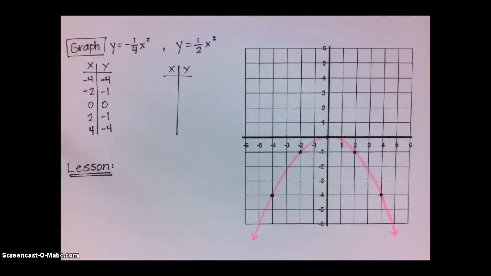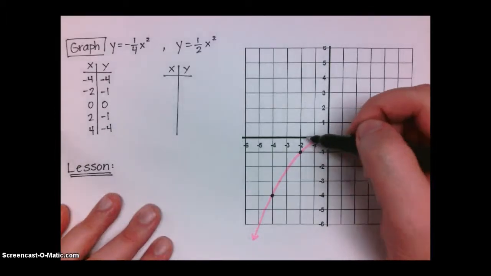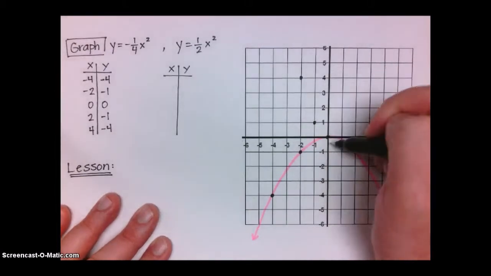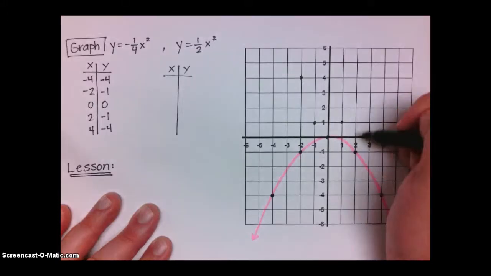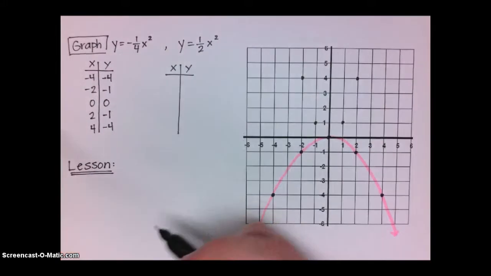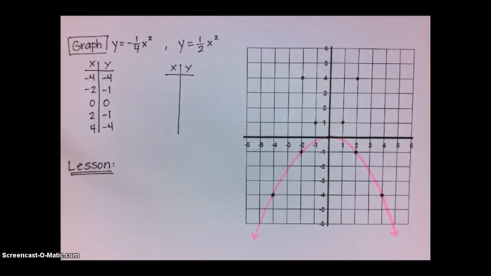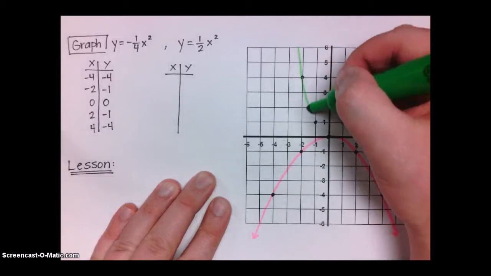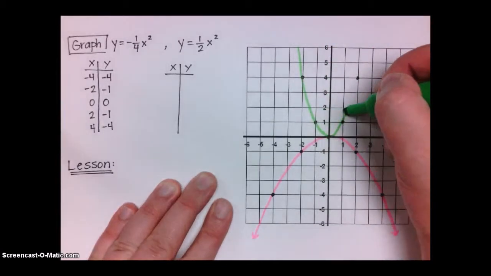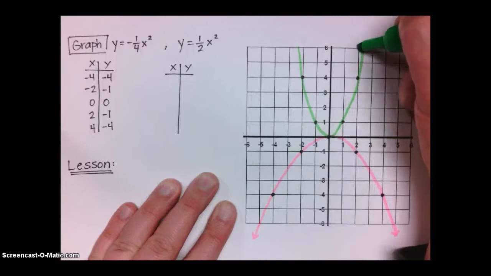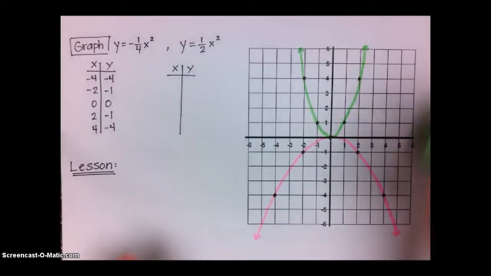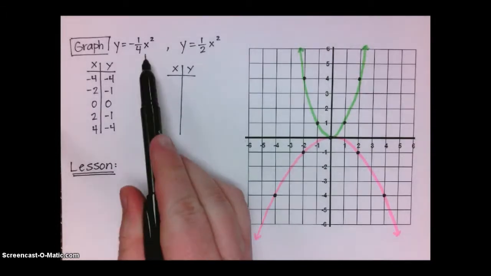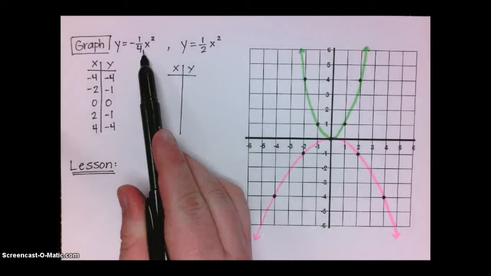Looks a lot wider, doesn't it? If I was going to plot that parent one, again, it would be negative 2 up 4, negative 1 up 1, 0, 0, 1 up 1, and 2 up 4. So if I was going to draw the parent quadratic function that I started out with, wow, do you notice that? Look at how much wider the pink one is. Right? And this is where it had a very small fraction multiplied times the x squared, okay, for the a.